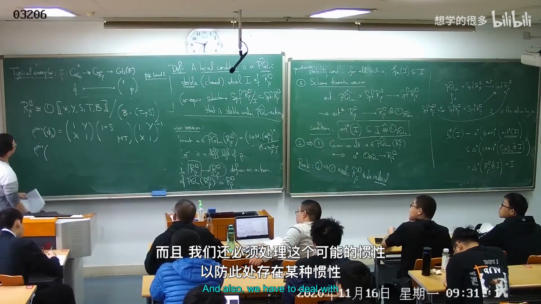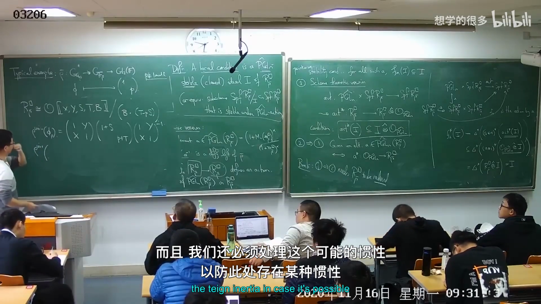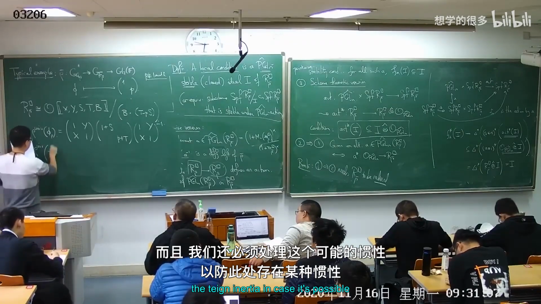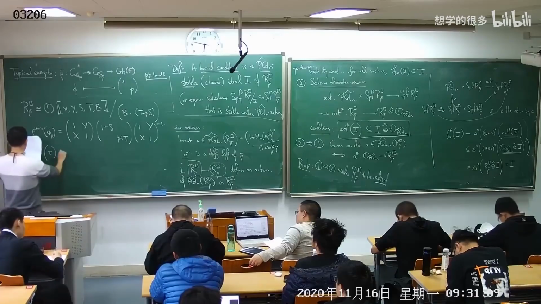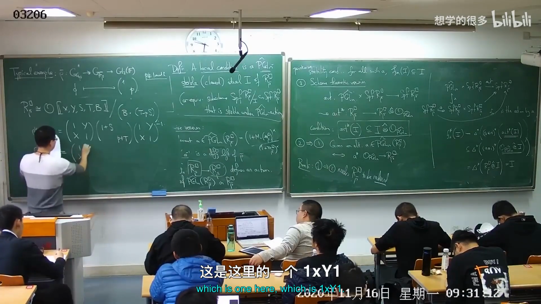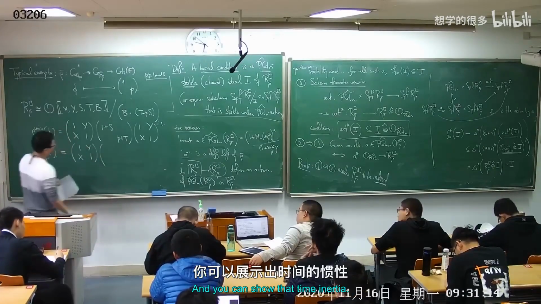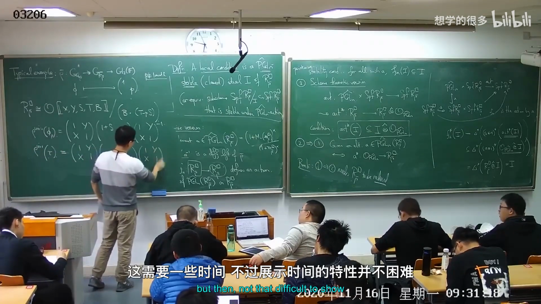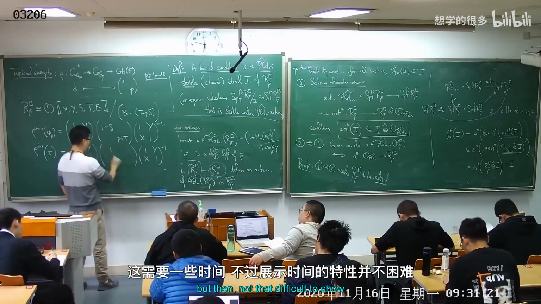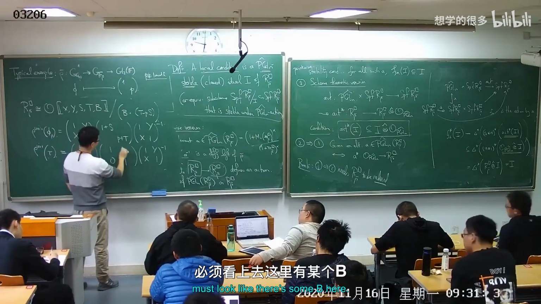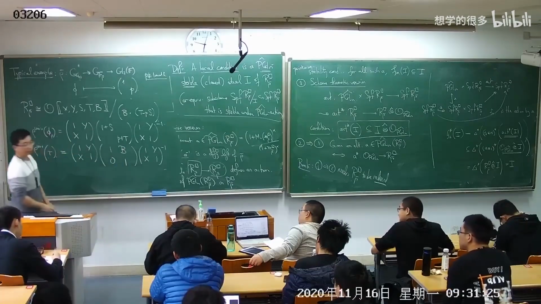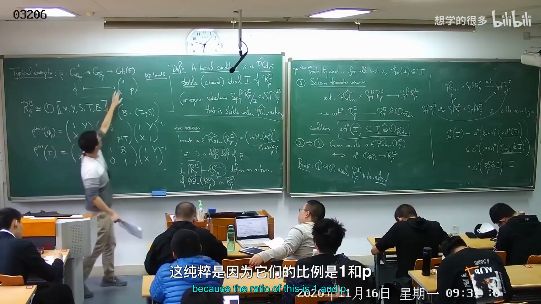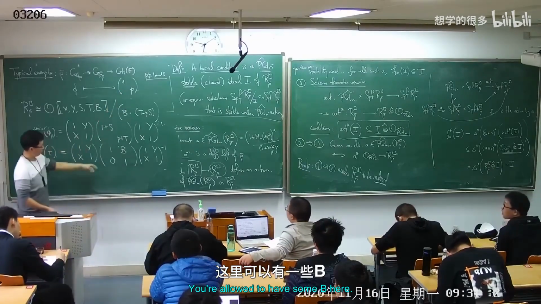And also we have to deal with the tame inertia, in case there's possible tame inertia here, which is (1, x; y, 1). And you can show that the tame inertia, this takes a little bit of time but it's not that difficult, must look like this, where possibly there's some b here. This is purely because the ratio of these is 1 and p. You're allowed to have some b here.